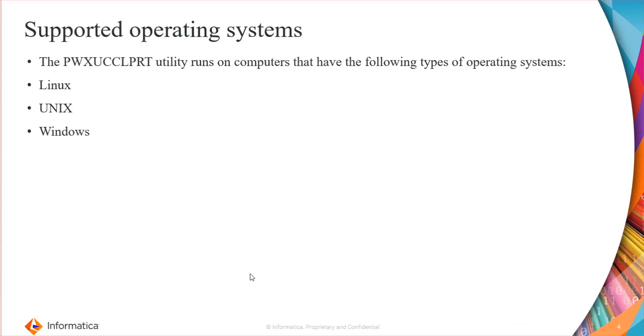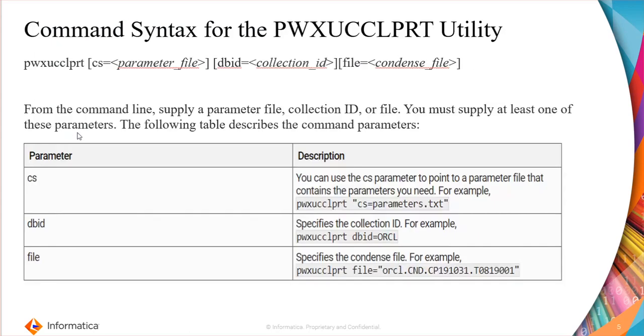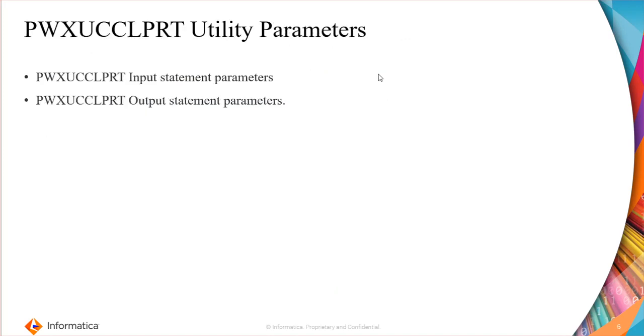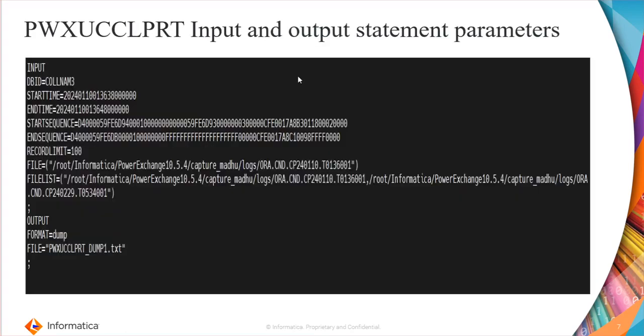So these are the supported operating systems, which include Linux, Unix and Windows. And the command syntax for this utility includes the utility name followed by the CS parameter input file, and DBID, which is the collection identifier, and the contents file for which the summary needs to be printed. So we have two important input and output statement parameters. These are the input parameters, which include DBID, start time, end time, start sequence, end sequence and so on.